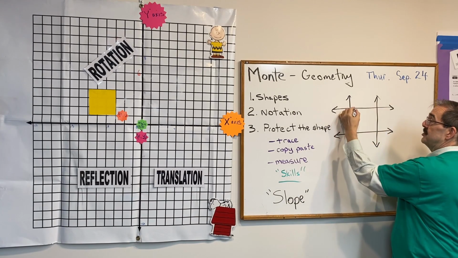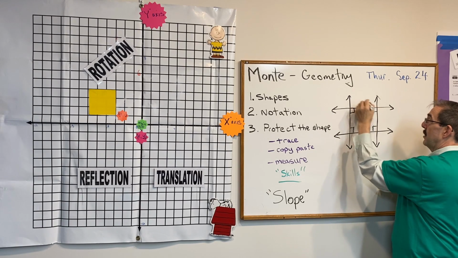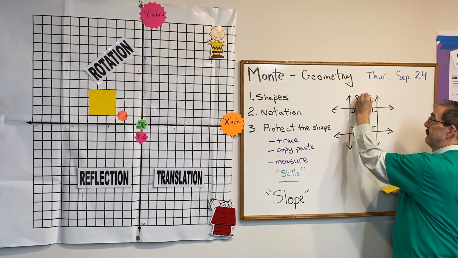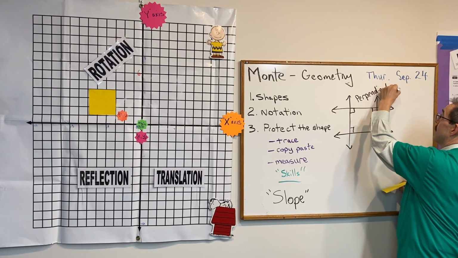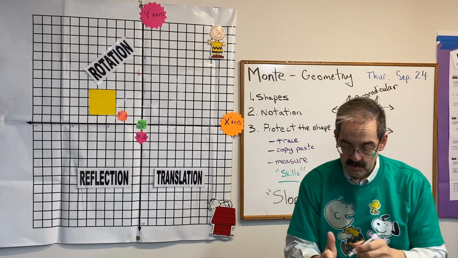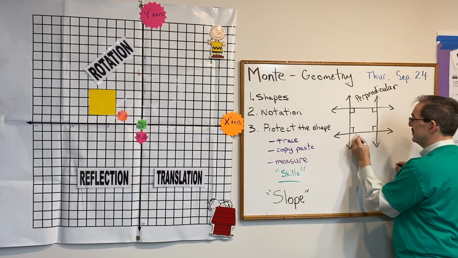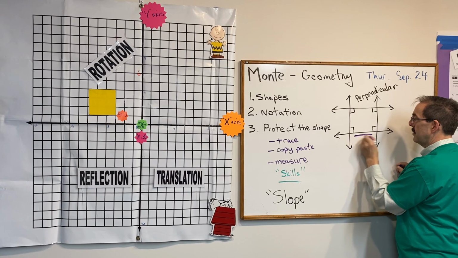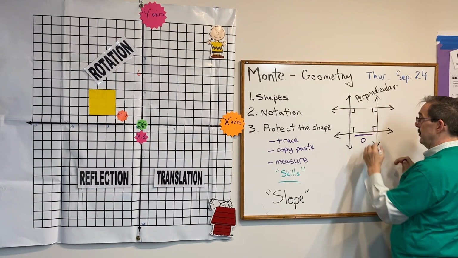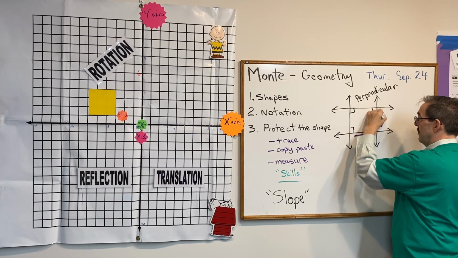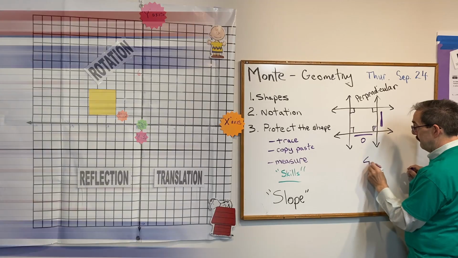We would have to actually show that these lines are perpendicular. Okay? We would have to show that the slope of these lines, this slope, 0, creates a perpendicular to this line, forms that right angle. And we do that with slope, okay?